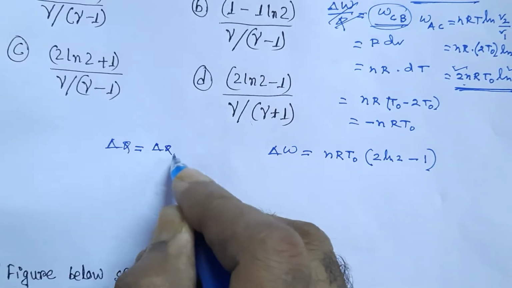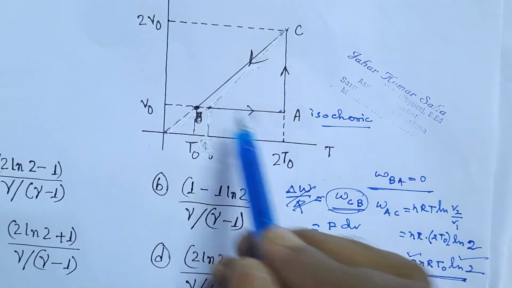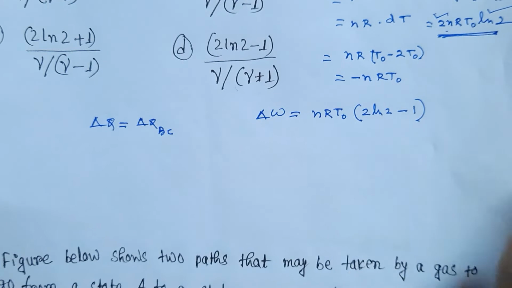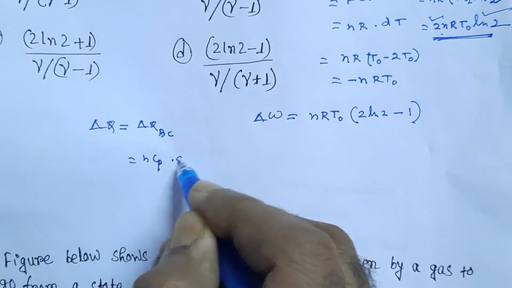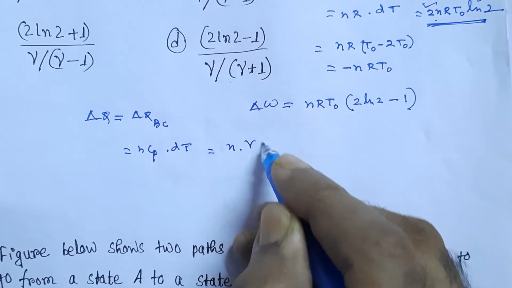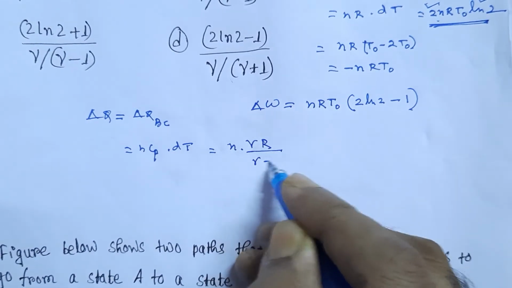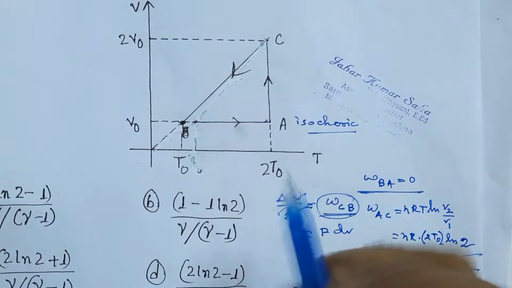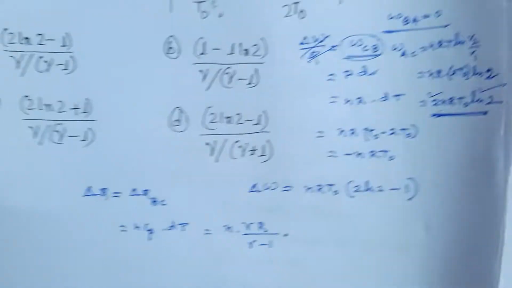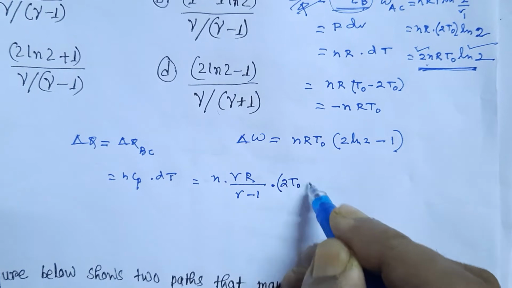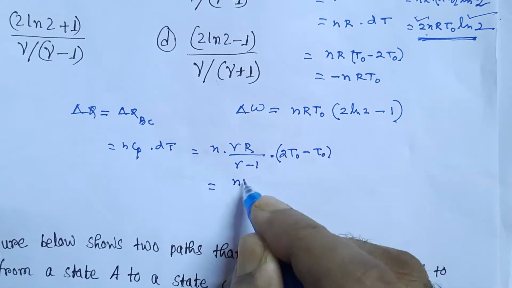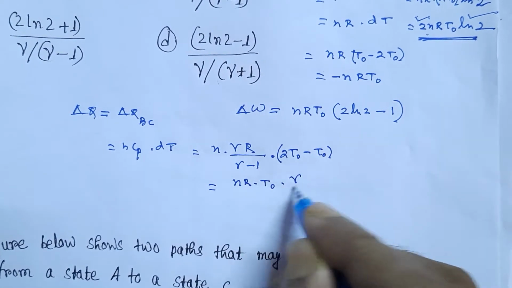Delta Q for the process B to C is the input heat, which equals n Cp dT. What is Cp? Cp is gamma R by gamma minus 1. What is dT? In the process B to C, the temperature goes from T0 to 2T0, so the change in temperature is 2T0 minus T0, which is T0. So that is nR T0 into gamma by gamma minus 1.